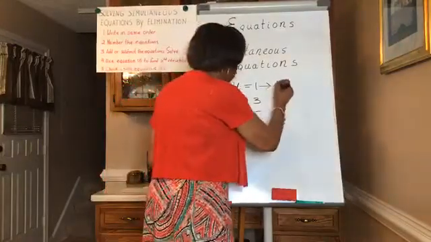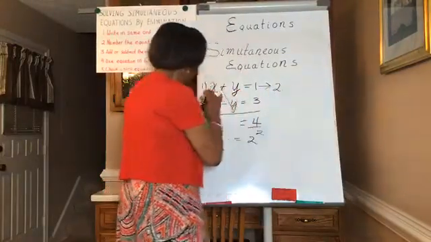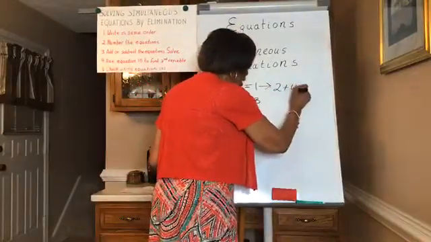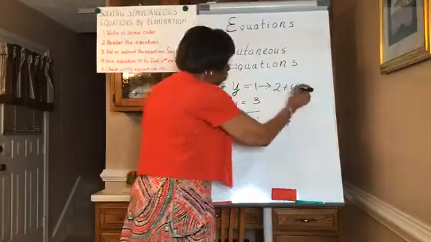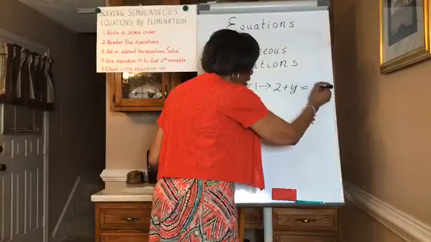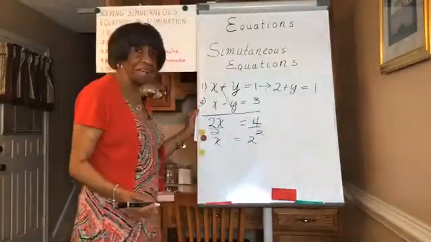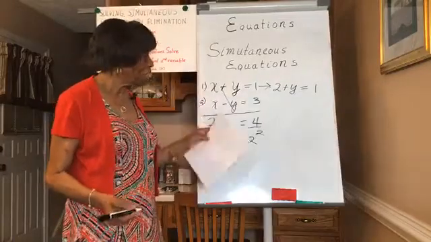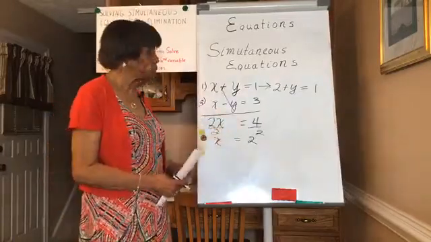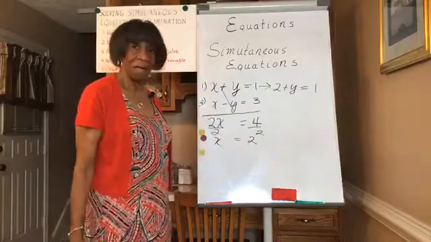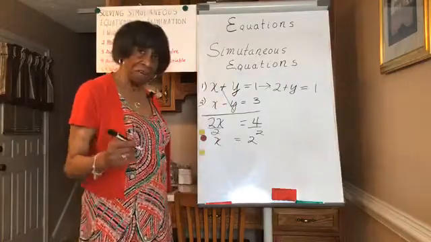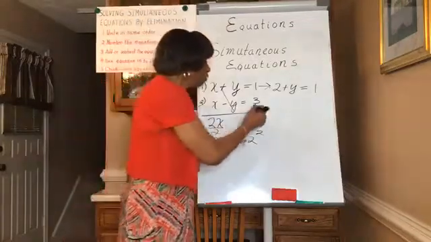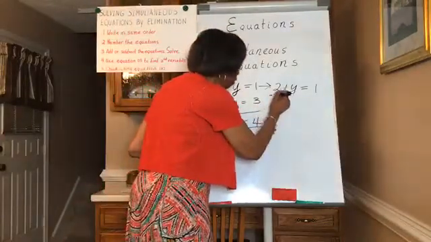So now I have 2 for x plus y equals 1. And we solve that equation. Okay, we do the inverse of what's being done to the variable. So we're adding 2, so we subtract 2.